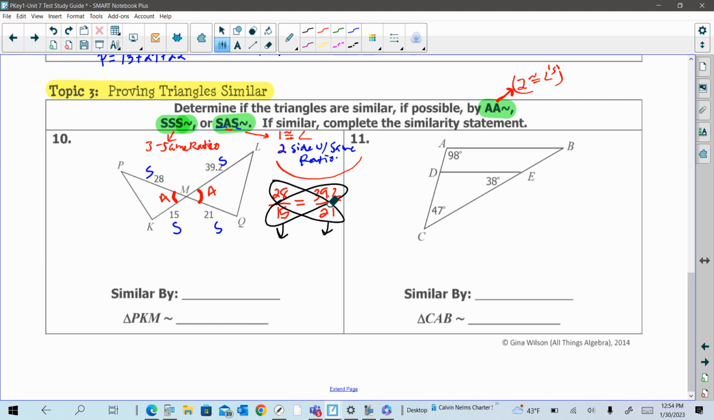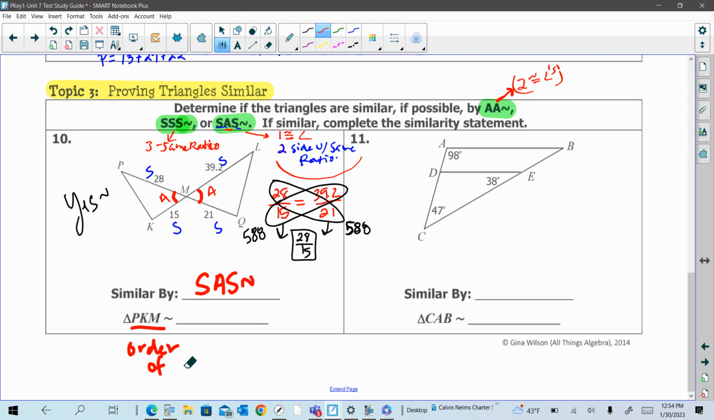If I cross multiply, this comes out to be 588 and 588. If I reduce, it just reduces to 28 over 15. That is the smallest one they have in common. So this is yes. They are similar. It would be similar by side, angle, side similarity. And then the order matters. The order matters. So you have to check your markings.